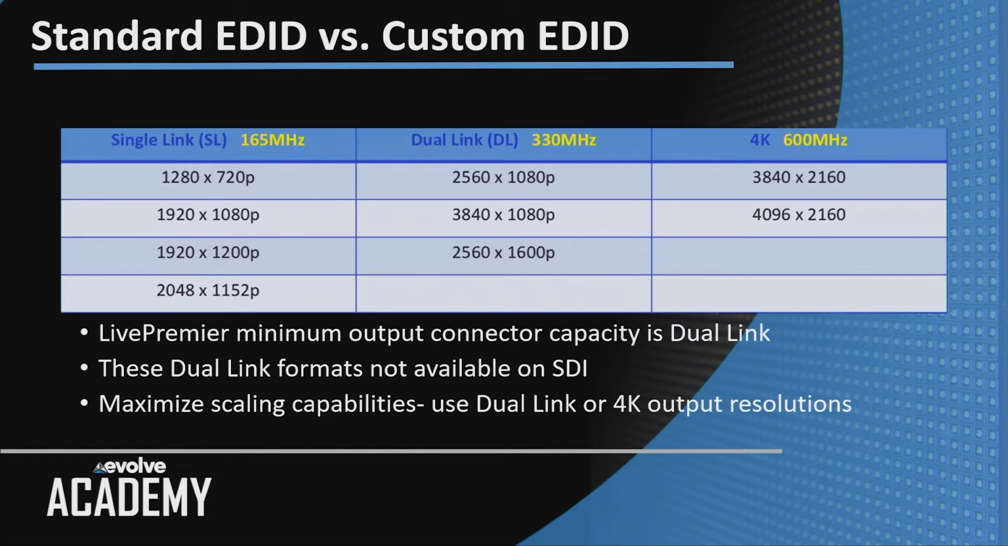To maximize the scaling capability in LivePremier, you really want to stay with either dual link or 4K on the output side. It's not inputs, it's on the outputs. It's to maximize the use.